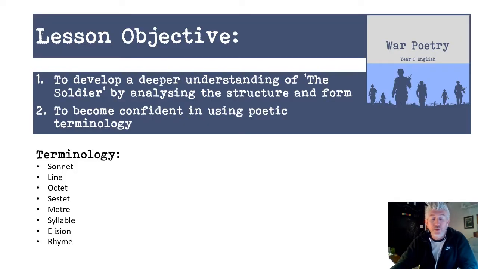Okay, so our objective today, number one, is to develop a deeper understanding of The Soldier by analysing the structure and form. It's one of the best things about poetry: the way the poet has put the ideas down on paper, arranged in lines and stanzas, the way the rhyme is used and the different line lengths are used, allows a structural analysis to be really quite obvious. Where structure in a novel or in prose is quite difficult to spot, in poetry it is often quite an obvious standout feature. So hopefully you'll find that quite enjoyable today.